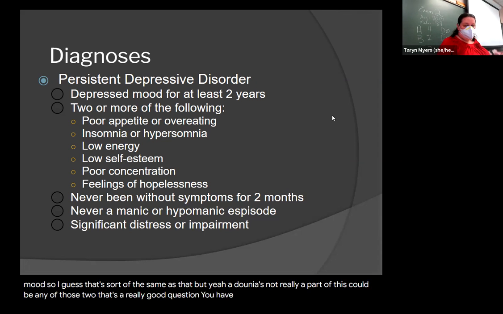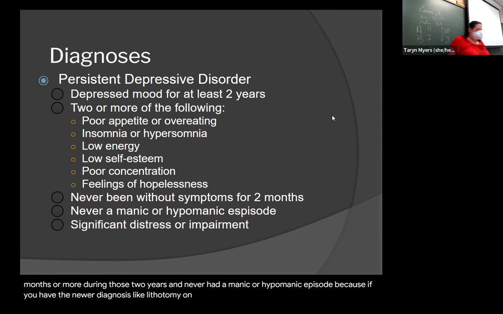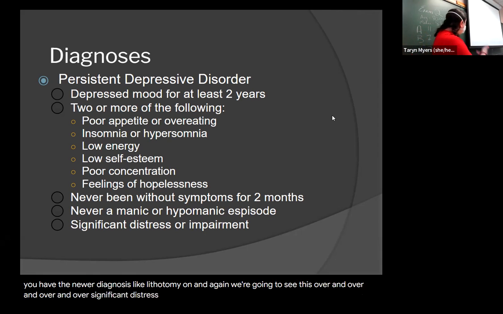You have to have never been without symptoms for 2 months or more during those 2 years, and never had a manic or hypomanic episode, because if you have, then you are diagnosed with cyclothymia. And again, we're going to see this over and over and over and over, significant distress or impairment.